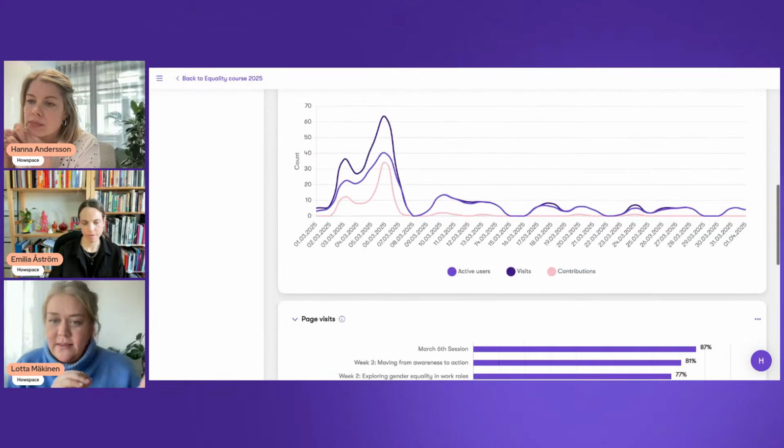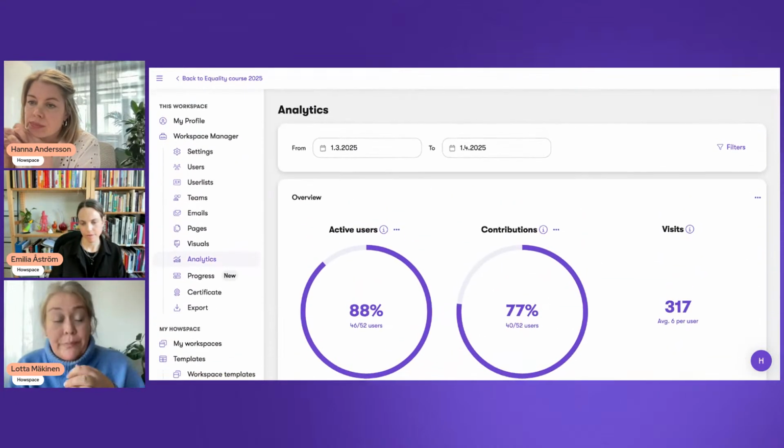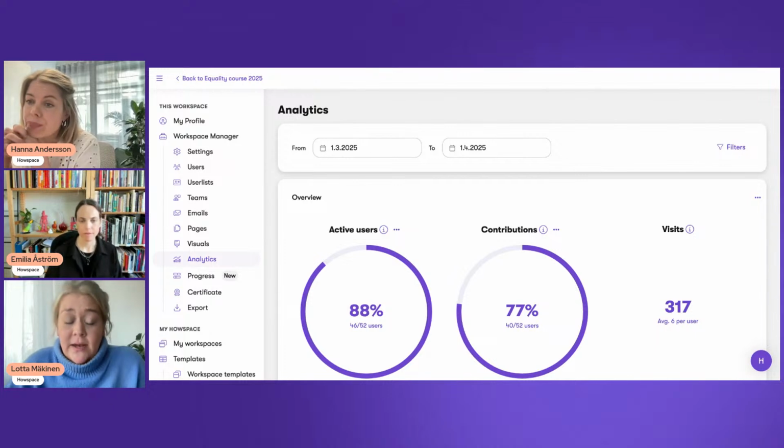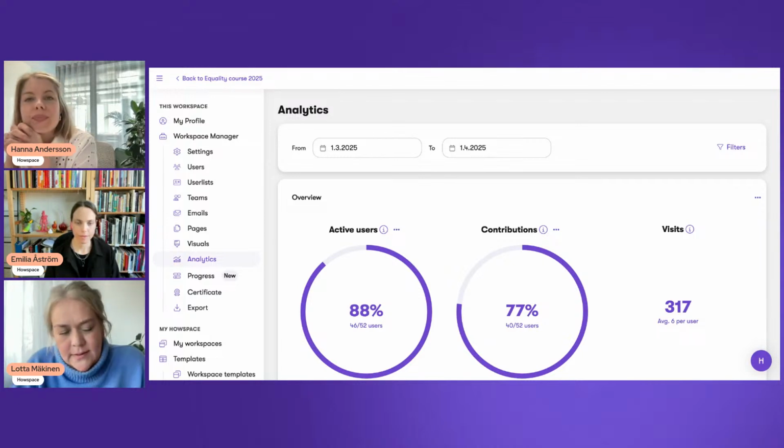Again, you can filter them per user group, per role, or any kind of filter you want to add there. So this is possible. And then you can, of course, export all the data to Excel and create your own graphs there for more detailed data.